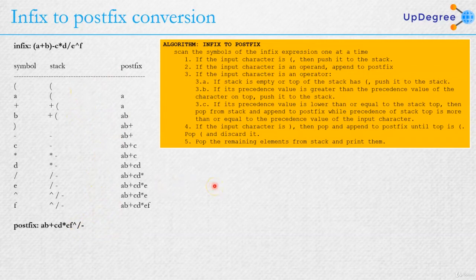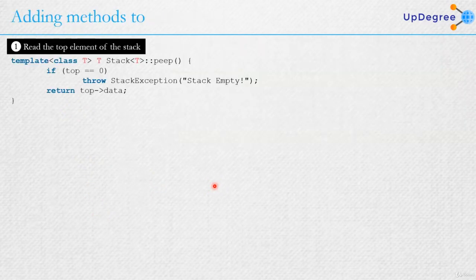Now let us write C++ code to implement this conversion. So for this we need to add methods to firstly find out the topmost element of the stack. If you remember the algorithm, at every step almost we are checking what is the topmost element of the stack. So we will add a method called peep into our stack class, which basically checks if the top is equal to 0. That means if the stack is empty, then it throws an exception. Otherwise, it simply returns the data of the topmost element.